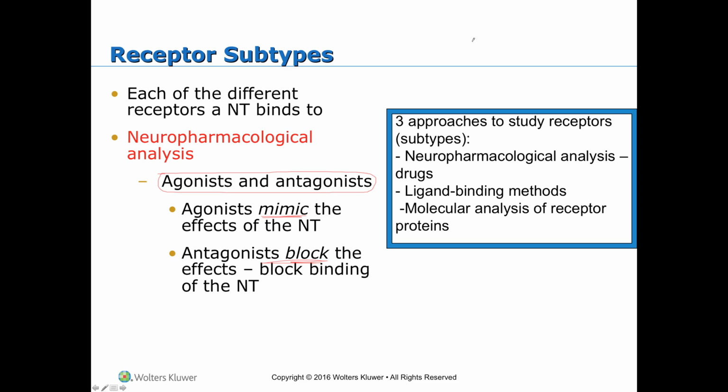And so there are three approaches to studying receptors and receptor subtypes specifically. You can use drugs, and neuropharmacological analyses are looking at agonists and antagonists to be able to block and/or stimulate receptors. You can use ligand binding methods, which are just simply compounds that will be able to bind. And you can look at the molecular analyses of receptor proteins. So you can actually look at the molecular level what amino acids are present in the channel pore or lining the receptor membranes, and you can identify at a chemical level and a molecular level what's interacting where, what kind of regions are being moved or conformational changes are occurring, etc.